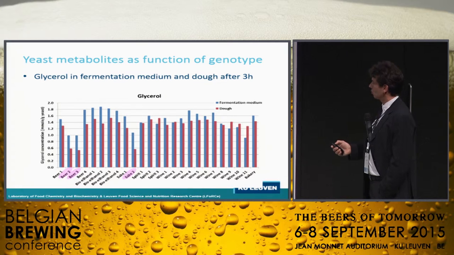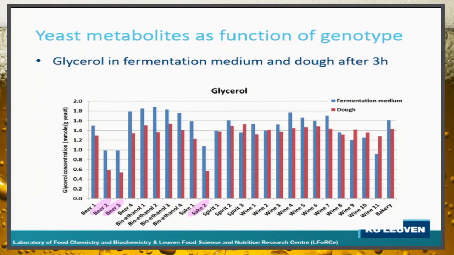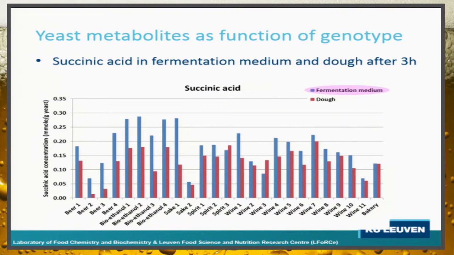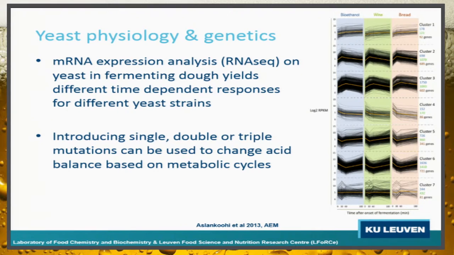Glycerol, we saw production a little bit more in fermentation medium than in dough, for some others vice versa. But more interestingly, if you go to dough, what you see is that in the solid state system, or more solid state system, you have significant higher production of acetic acid compared to the fermentation medium. If you go to succinic acid, you see the opposite. So being in dough, being in a fermentation medium, actually will change the metabolite profiles that you're going to obtain, which is nice to know if you are comparing both systems, be it for screening purposes, for other purposes.